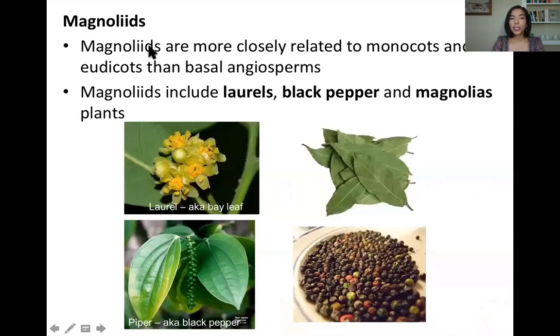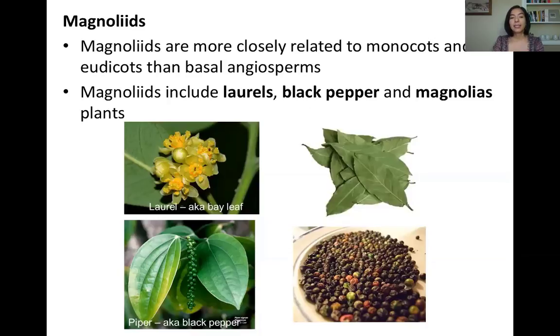And another lineage is the magnoliids. Magnoliids are more closely related to both monocots and eudicots than the basal angiosperms, or the early evolving angiosperms that I mentioned, such as Amborella or the water lilies or the star anise clade. Examples of magnoliids are laurels and black pepper. If you add black pepper to your meal, you know what I'm talking about.